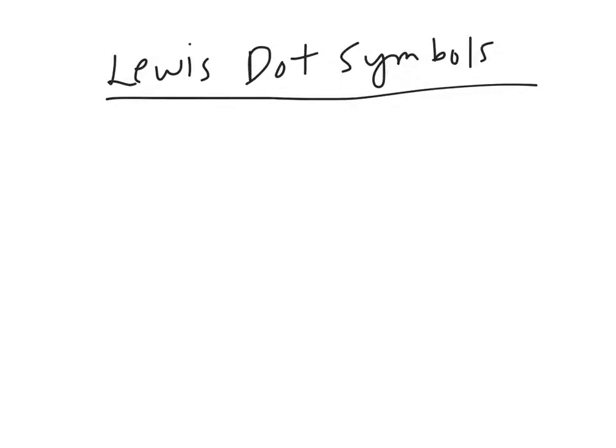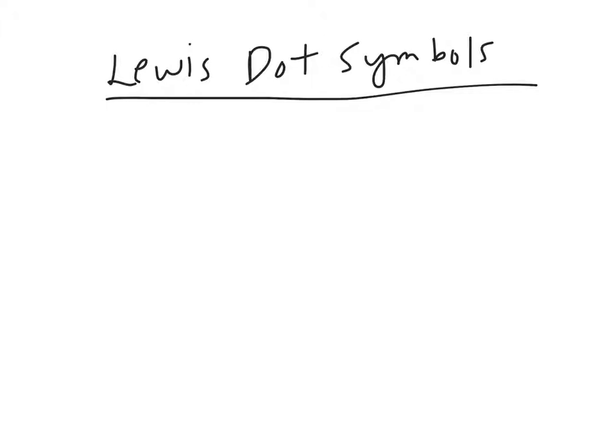Okay, since valence electrons are responsible for atoms interacting with each other, and so for the formation of compounds and for the chemical reactions that take place in the world, we need a way to model them, a way to model where those valence electrons are and how many there are. And we do that using these Lewis dot symbols.